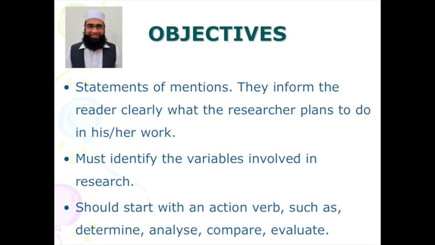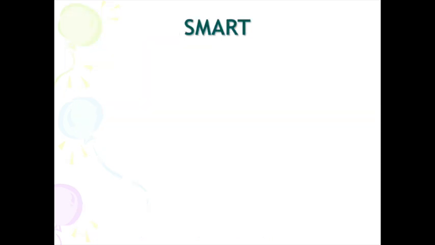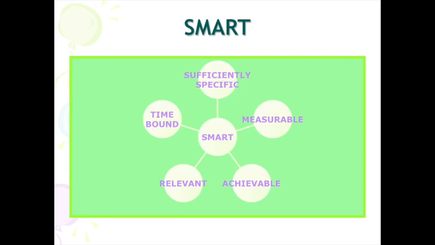One of the ways to think about writing objectives is to think SMART. S stands for sufficiently specific, M is for measurable, A is for achievable, R is for relevant, and T is for time bound.